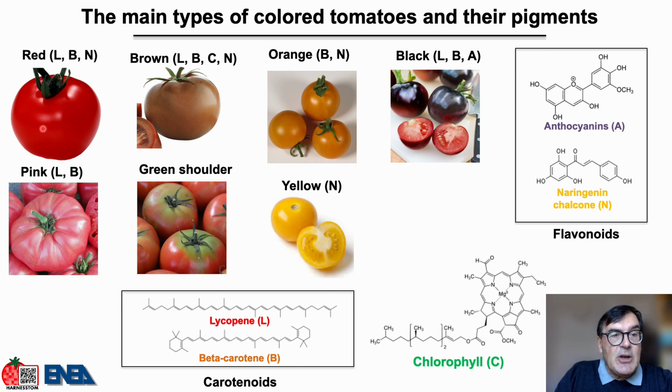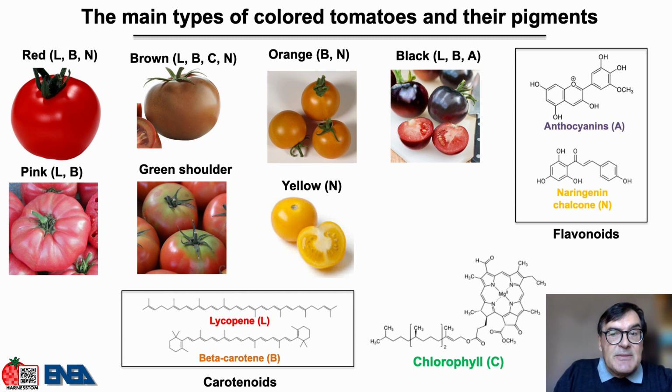Let's start with the regular red tomato. It contains carotenoids, 95% lycopene and 5% beta-carotene, as well as naringenin. The loss of naringenin gives rise to pink tomatoes, which are particularly appreciated in Japan.